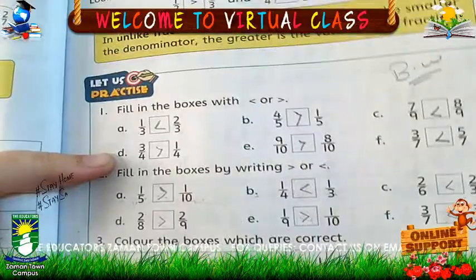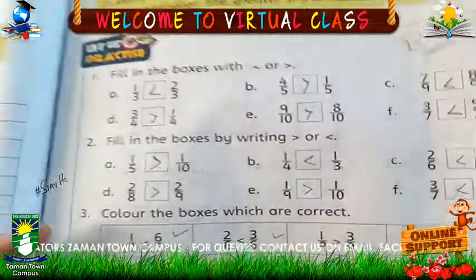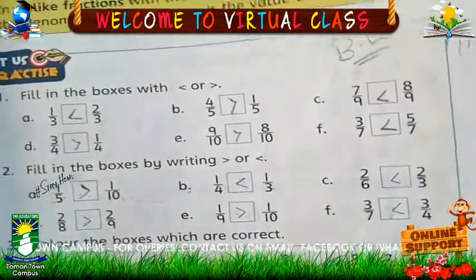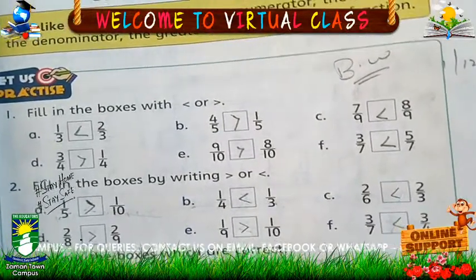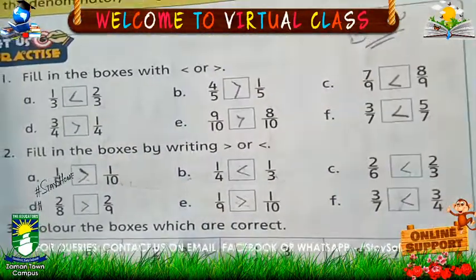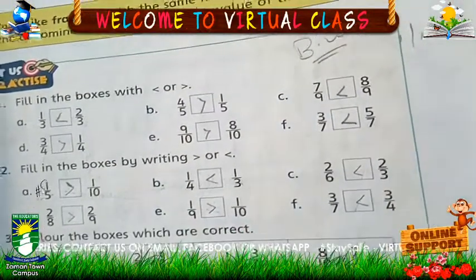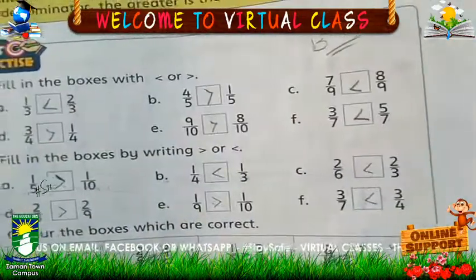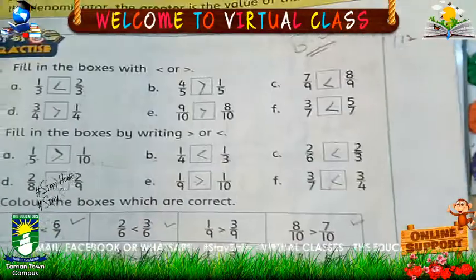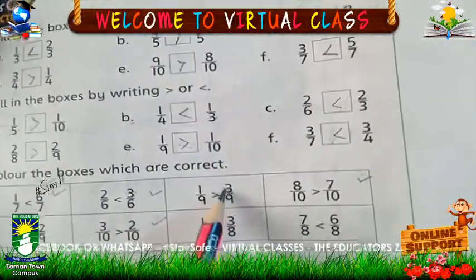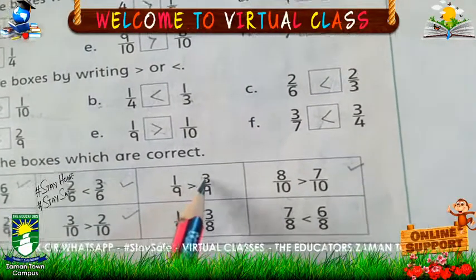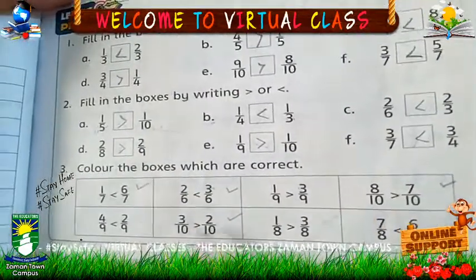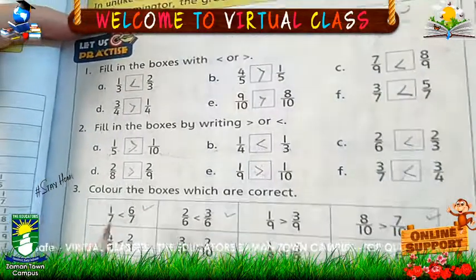Now come to this one. In this question, the bottom numbers, meaning the denominators, are same here, and we will look at the numerators. Which is greater? 3 is greater. So we will color this box. Now look at here. Here we have the same denominators. And what is greater, 1 or 3? 3 is greater, but they have not opened the side towards 3. So that's why we will not color this.